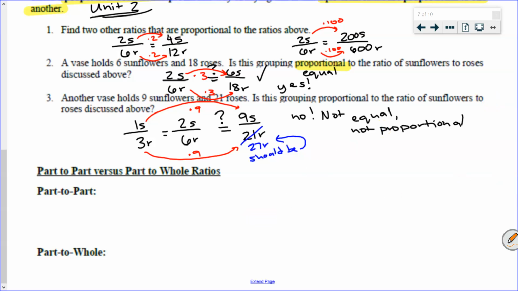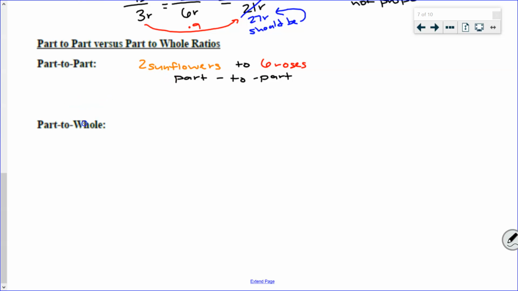To explain this, it's best explained with an example. We're going to stick to the same example that we've already been dealing with. We have a whole entire bouquet, and that bouquet is made up of sunflowers. That's part of the bouquet. And the other part of the bouquet is roses. So we have 2 sunflowers, 6 roses. In other words, we have part of the bouquet to the other part of the bouquet. To really understand this, let's talk about part to whole.